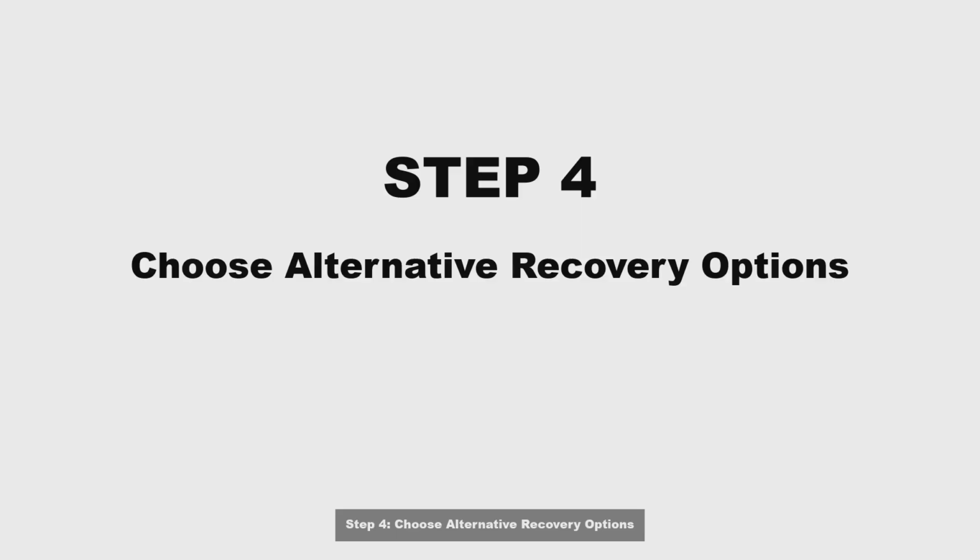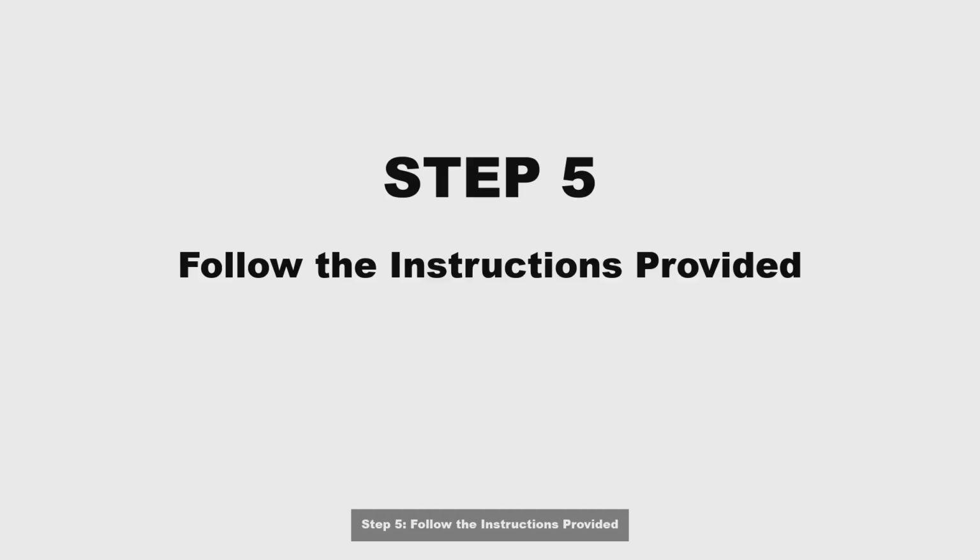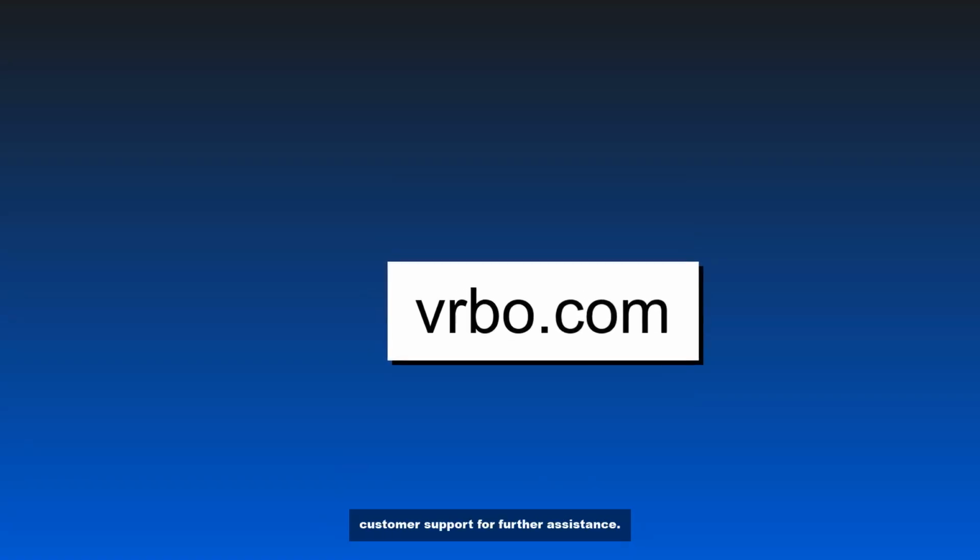Step 4. Choose alternative recovery options. Since you don't have access to your email, look for options such as recovery via phone number or security questions. Select the method that works best for you and follow the prompts. Step 5. Follow the instructions provided. Once you select your recovery method, follow the instructions provided by Vrbo to reset your password or regain access to your account. Make sure to create a new password that is secure and memorable. If you encounter any issues during this process, consider reaching out to Vrbo customer support for further assistance.